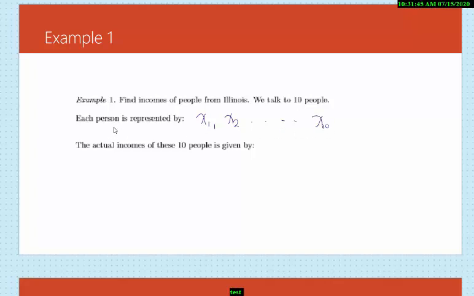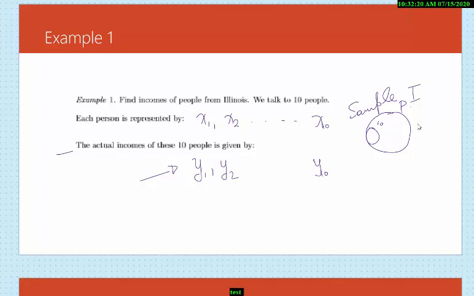X10. And these are going to be the incomes of these 10 people: Y1, let's say Y2, up to Y10. Now, these are the actual incomes of these 10 people. This is going to be a sample. A sample from what? A sample of the population of Illinois. And we're taking only 10 people here.